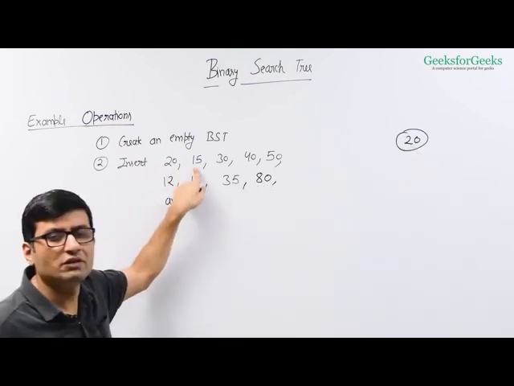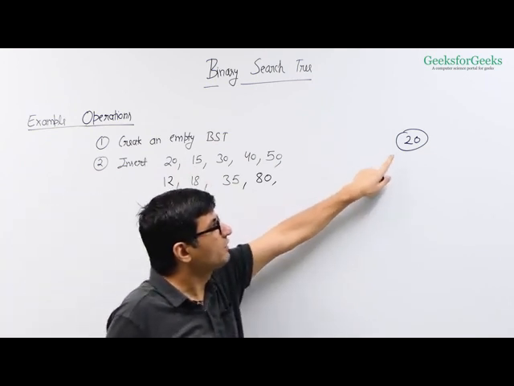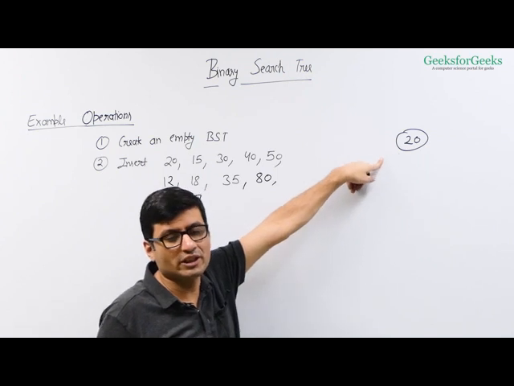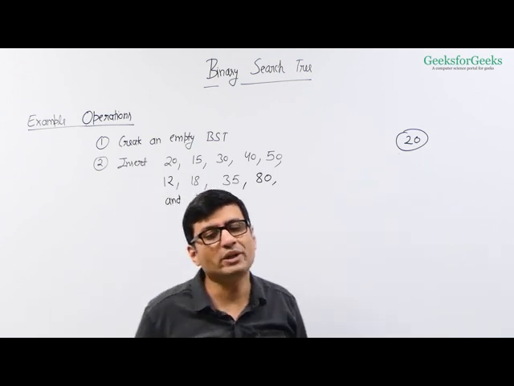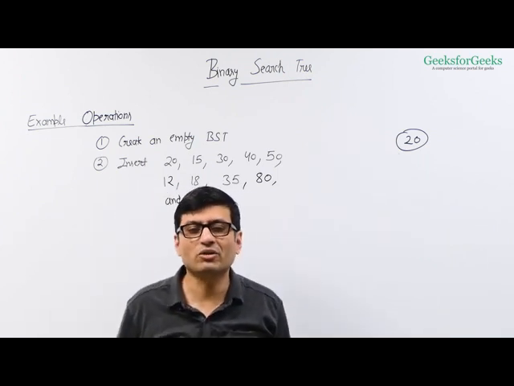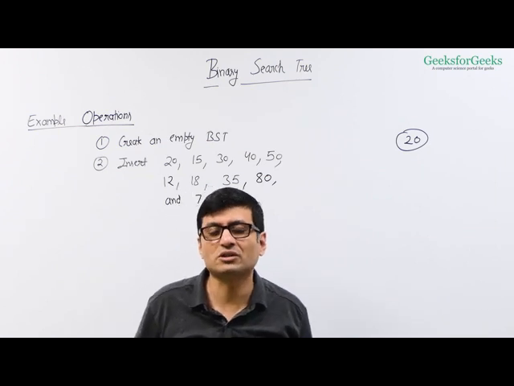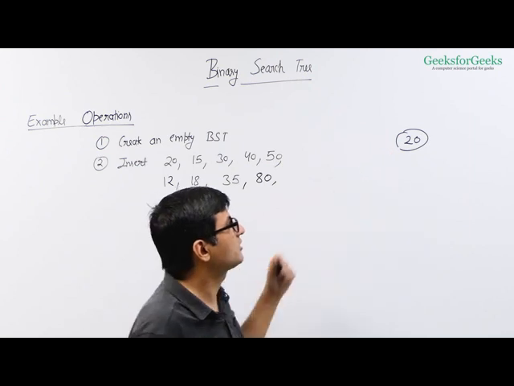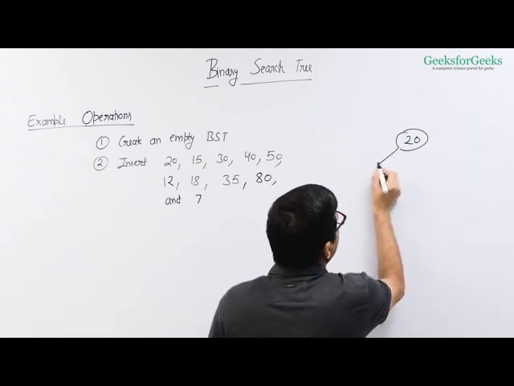Now you want to insert 15. You compare 15 with 20. 15 is smaller, so it goes to the left side. When you insert an item, you begin with the root. You keep comparing, you come down, and you insert whenever you find an empty place for insertion. So 20's left is empty, so you will insert 15 here.